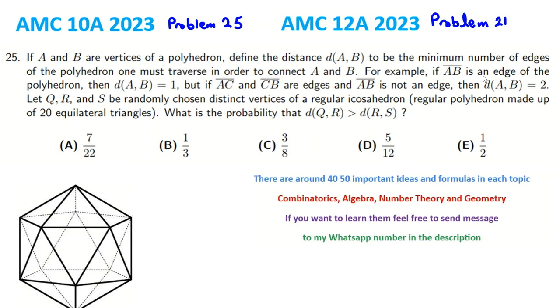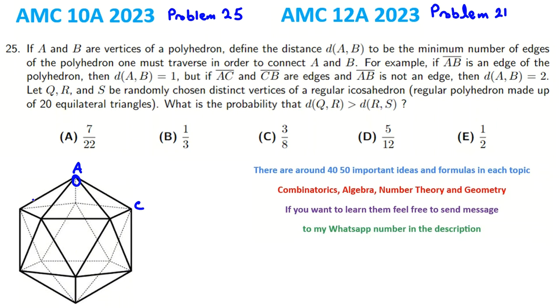For example, if AB is an edge, like this one, then the distance is 1. But if AC and CB are edges like this, and AB is not an edge, the distance is 2. 1, 2. For example, for A here and D here, the distance is 3. Okay, now we know the distances, the distance in graphs.